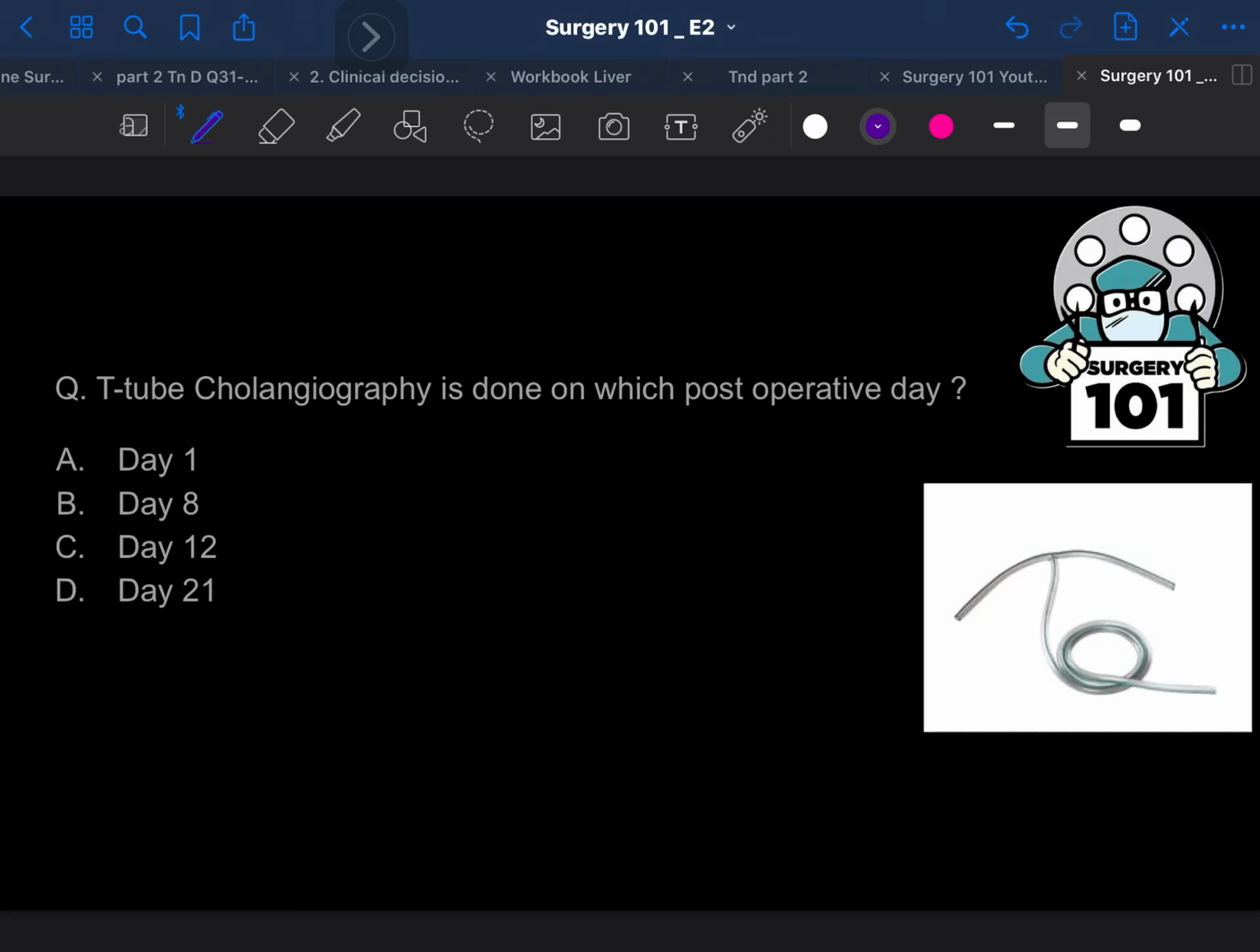The first question which I have for you guys is T-tube cholangiography. I hope you understand that there is a T-tube cholangiography which is done. What I'm trying to ask you is, it is done on which post-operative day? First of all, where do you use a T-tube, if at all, when you are going for a CBD exploration? After CBD exploration, you use a T-tube. What I'm trying to ask you, this T-tube cholangiography is done on which post-operative day? So T-tube cholangiography is done on post-operative day 8.